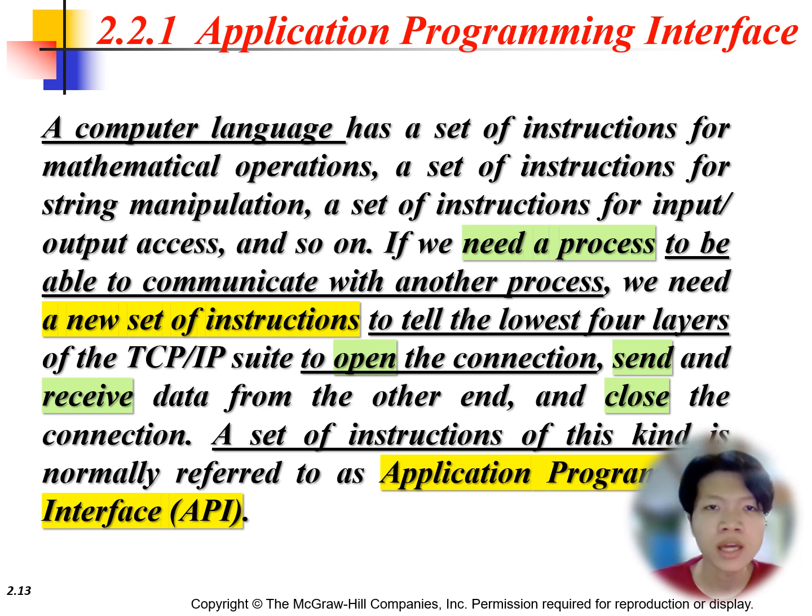A computer language has a set of instructions for mathematical operations, a set of instructions for string manipulation, a set of instructions for input-output access, and so on. If we need a process to be able to communicate with another process, we need a new set of instructions to tell the lowest four layers of the TCP/IP suite to open the connection, send and receive data from the other, and close the connection. A set of instructions of this kind is normally referred to as an application programming interface, or API.